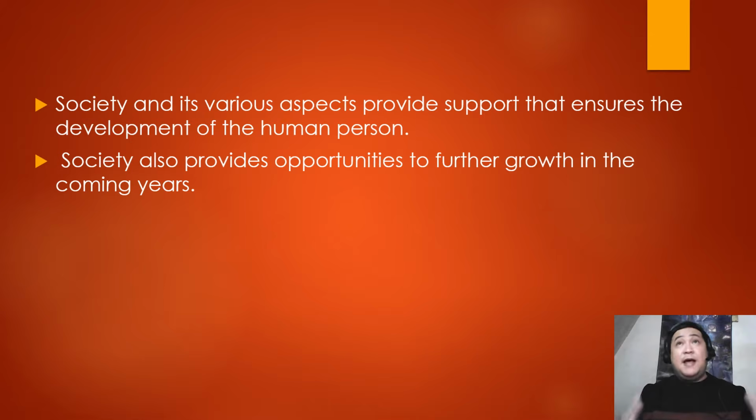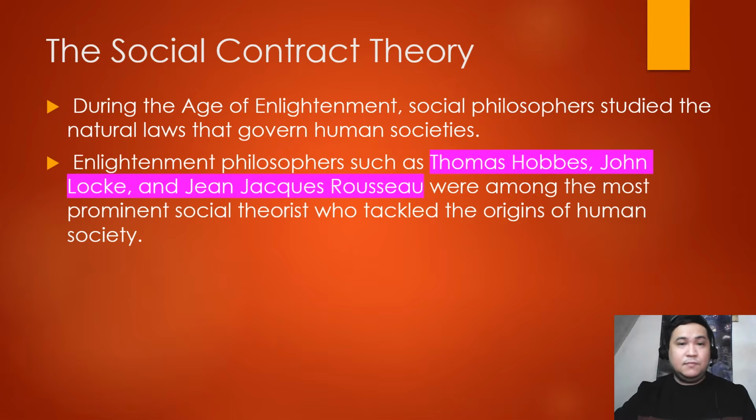Now, society and its various aspects provide support that ensures the development of the human person. Dito ngayon papasok ang mga tinatawag nating social institutions like church, education, religion, government. So, yun yung mga social institution na tumutulong for the development of the human person. Also, society provides opportunities for further growth of the human person in the coming years. Now, let us discuss this important theory related to our lesson, and that is the social contract theory.